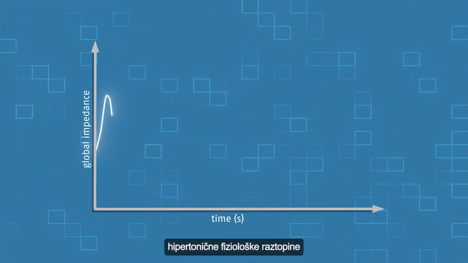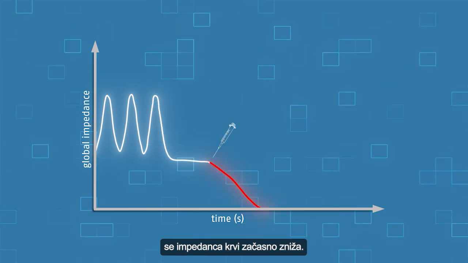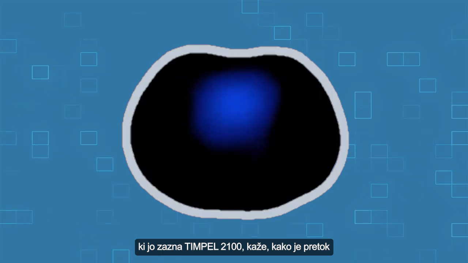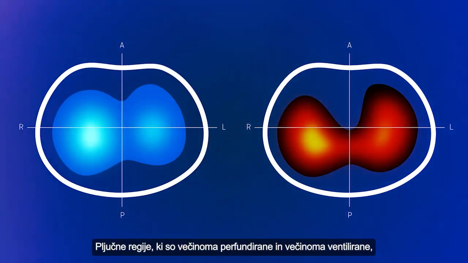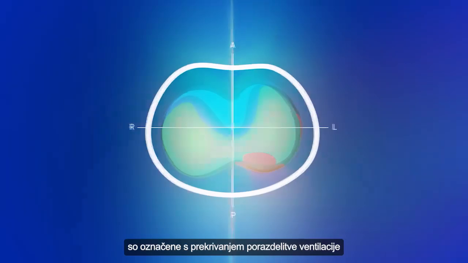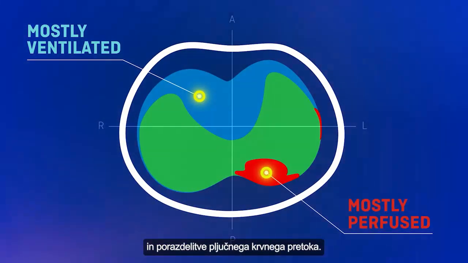During the injection of a hypertonic saline solution, blood impedance temporarily decreases. Detected by Timpel 2100, this impedance change indicates how blood flow is distributed within the lungs, offering a direct measurement of perfusion distribution. Pulmonary regions mostly perfused and mostly ventilated are indicated by overlapping the distribution of ventilation and the distribution of pulmonary blood flow.